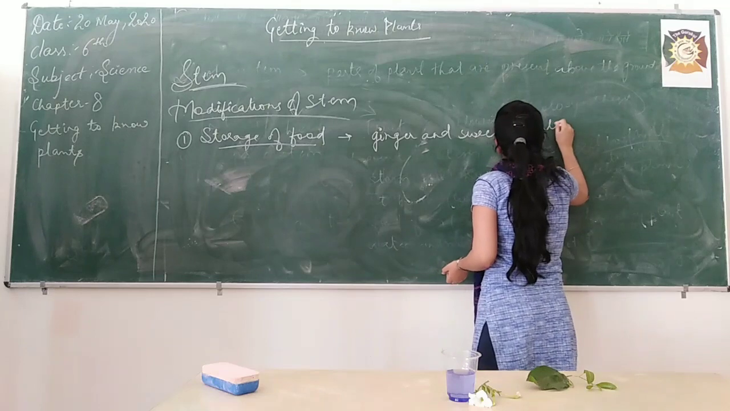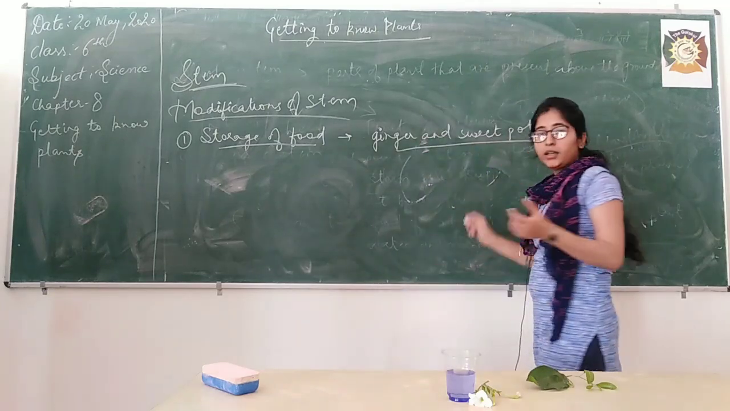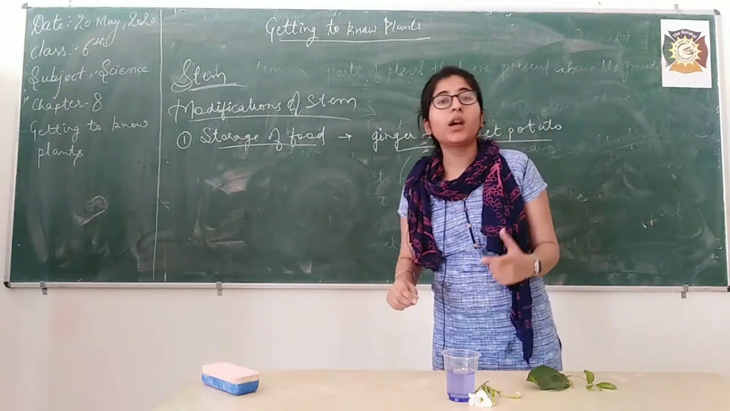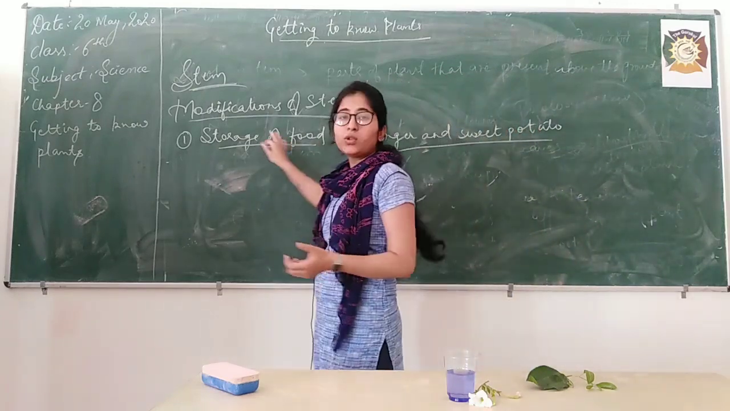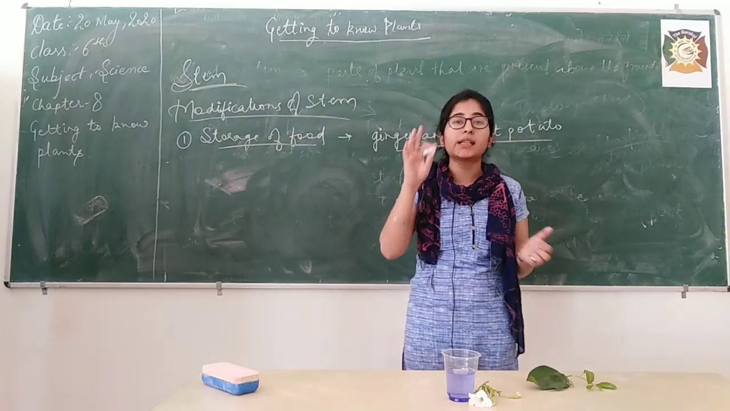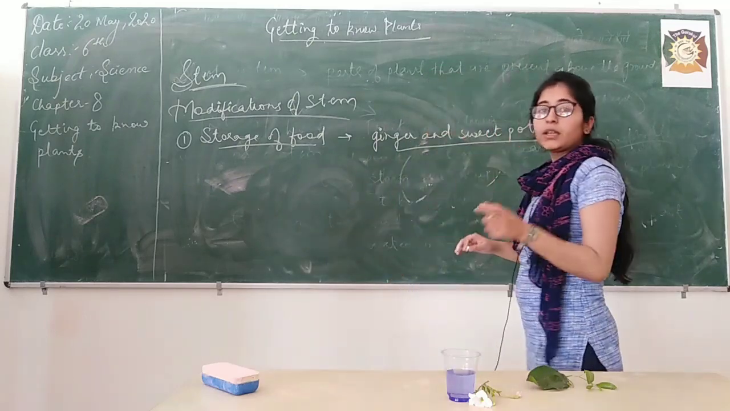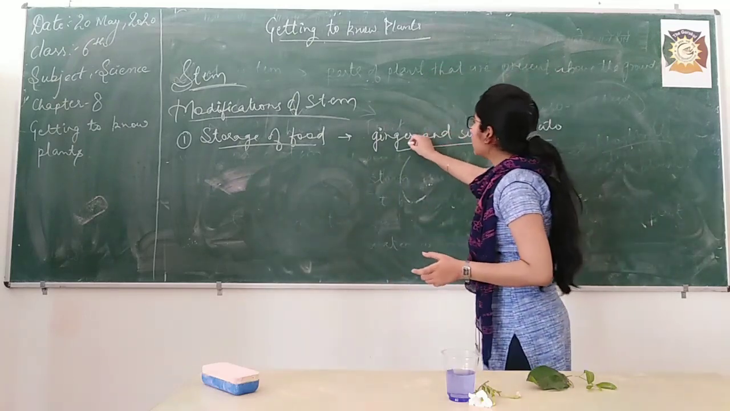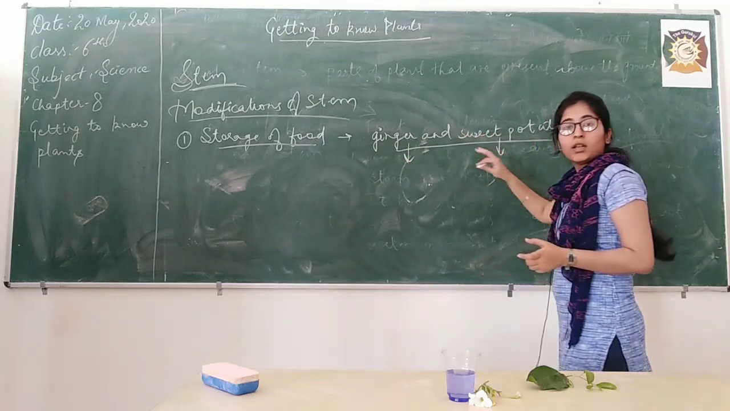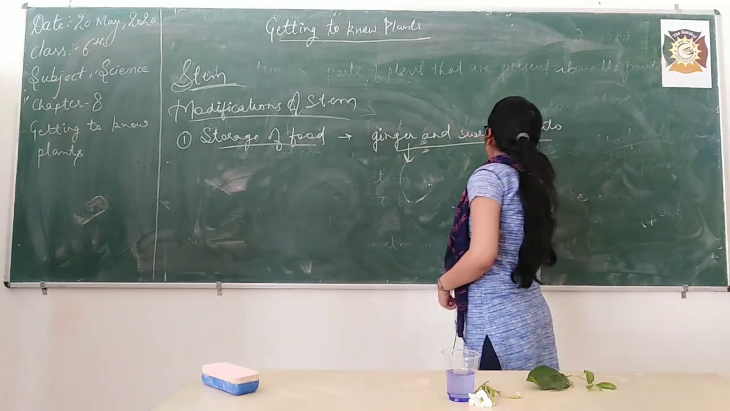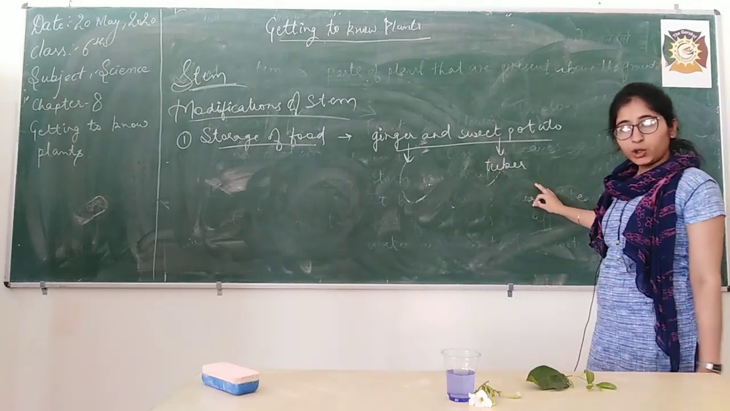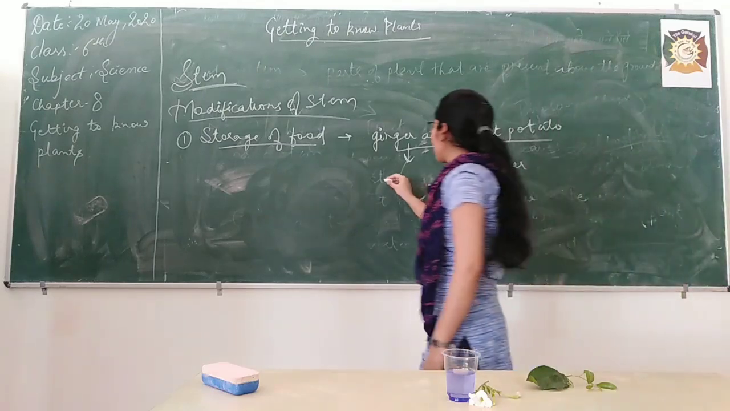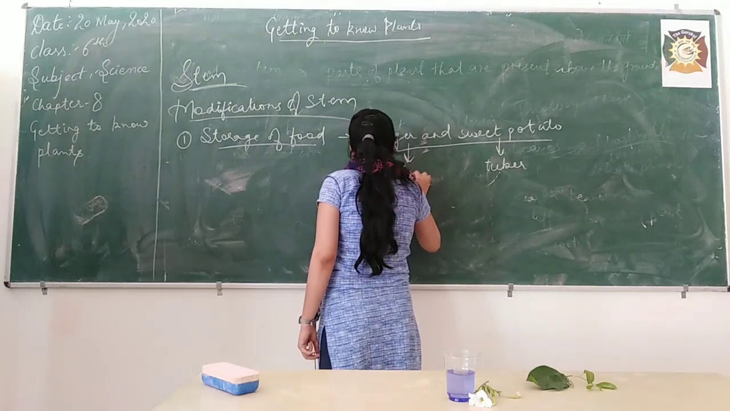These three examples are having underground stems, and what do these underground stems do? They store the food, they store the excess amount of food present in the plant. Okay, so there is a special name for these stems as well. For sweet potato, this underground stem is known as tuber, and for ginger it is known as rhizome, right?